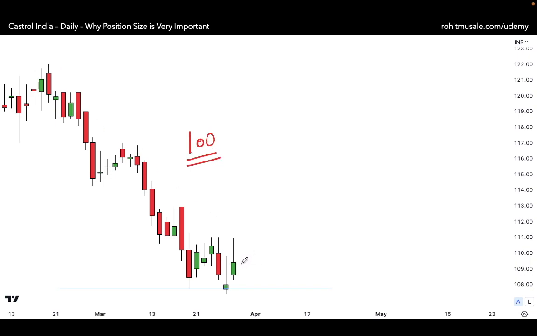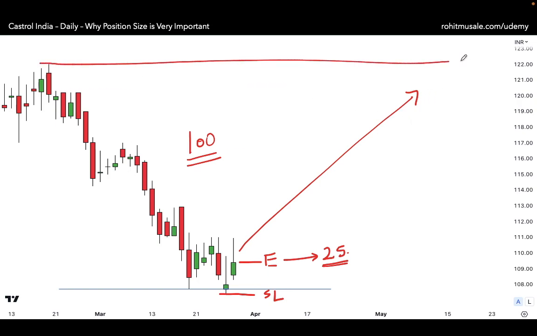So in this case, what I would do is I would take the entry here. I will put my stop loss at the low of this candle. Here, instead of buying 100, I would buy 25 shares. And I would wait for another candle to confirm my view. If the next candle closes above this candle, then probably the market is moving in the right direction as I anticipate, and it might probably hit this target.